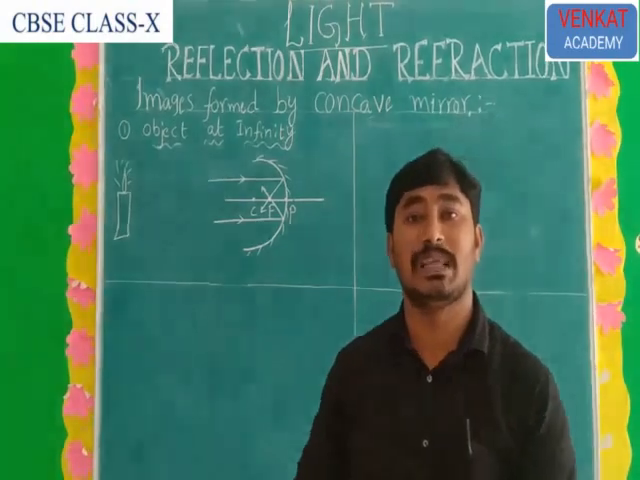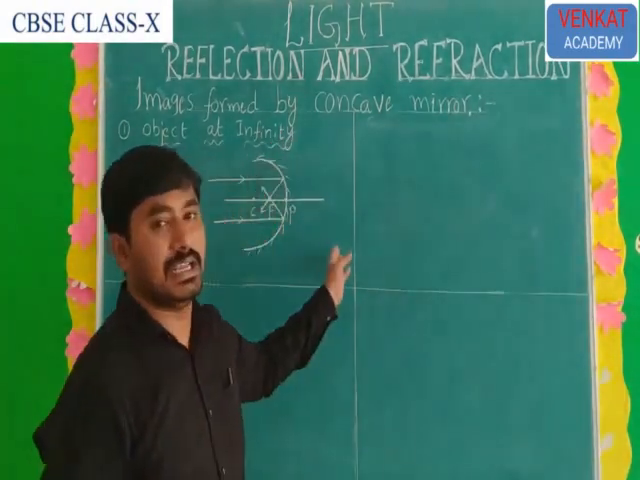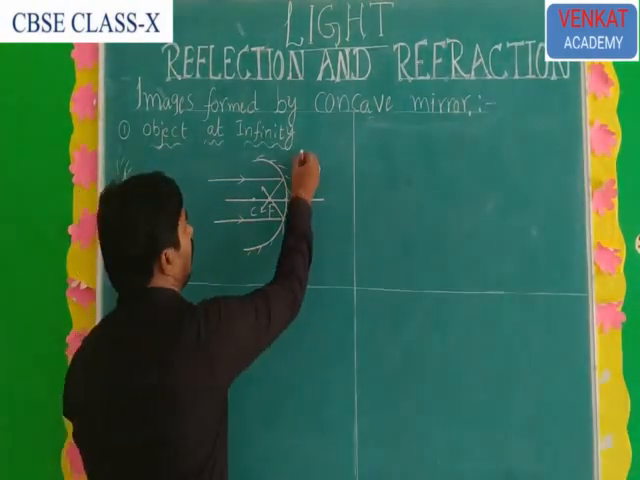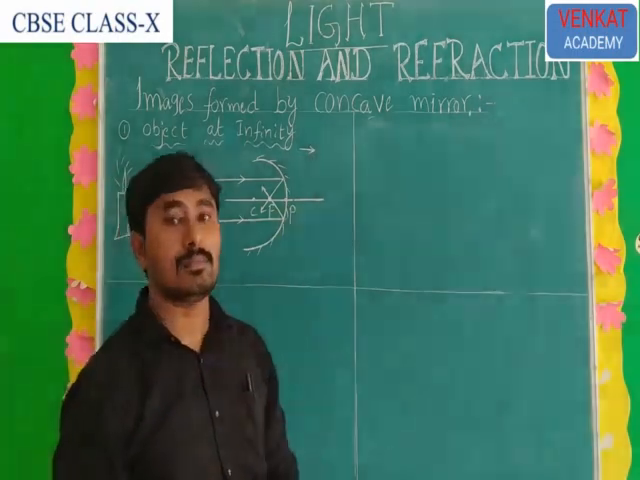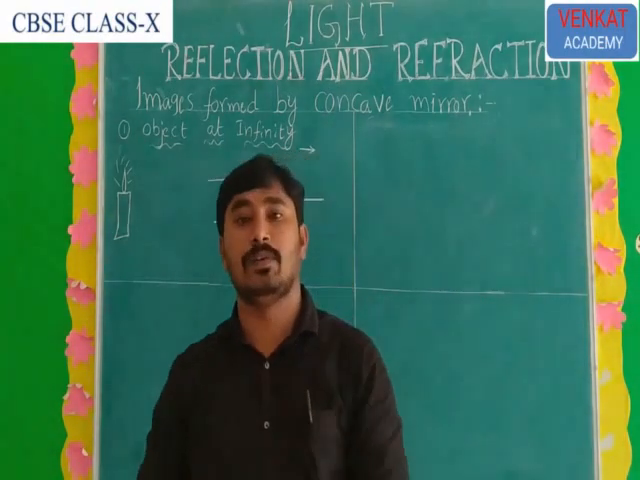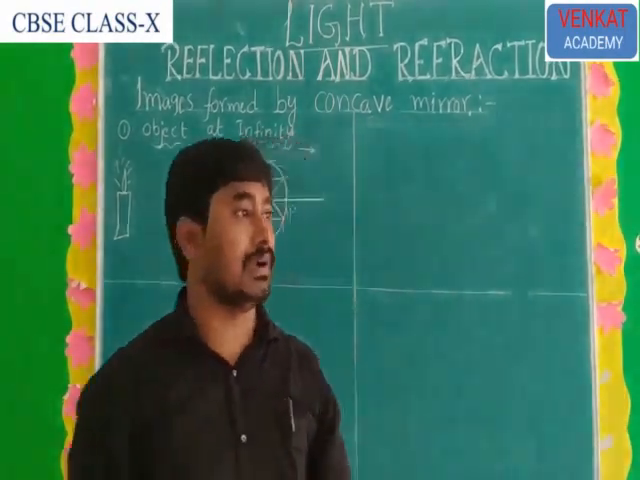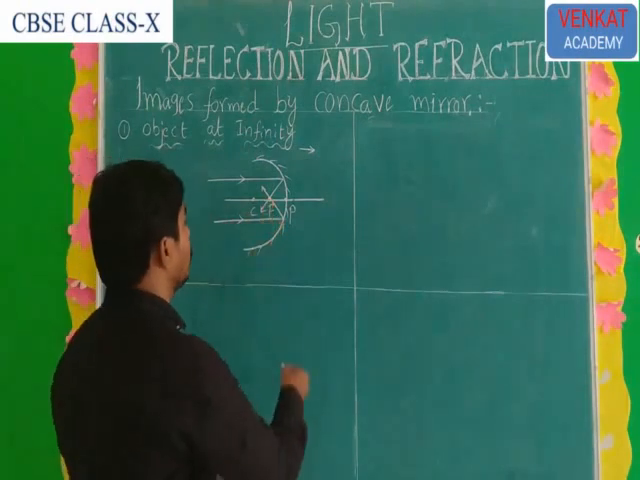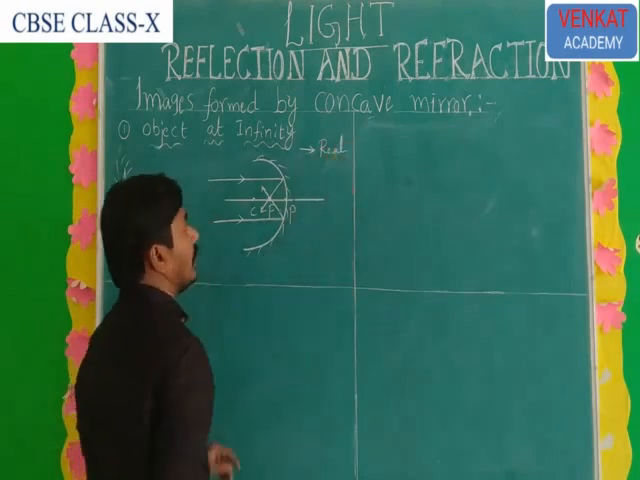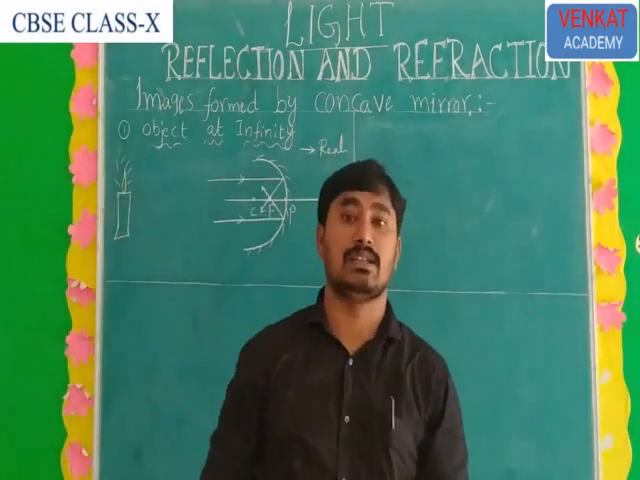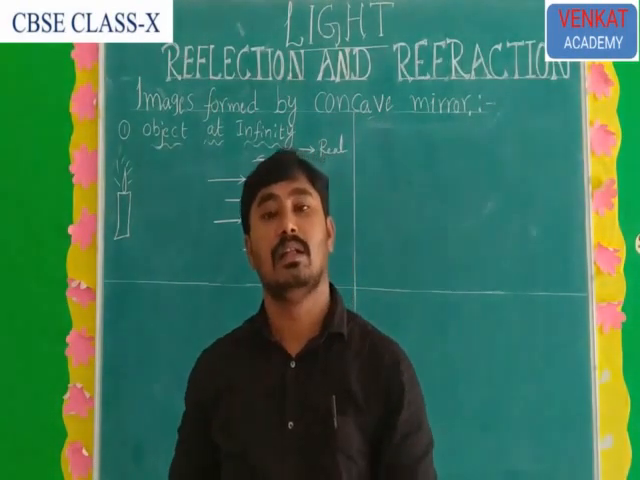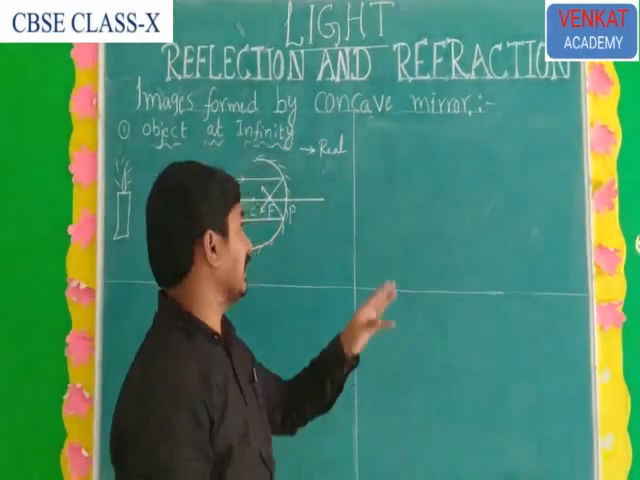In the first condition, what are the image characteristics? First of all, you have to check whether the image is real or virtual. Real image means the point of intersection of the 2 reflected rays, where they meet at a point, is a real image. Here 2 reflected rays are meeting, that's why it is a real image. What does a real image mean? A real image you can catch on a screen. The 2 reflected or refracted rays meet at a certain point, and the image is formed there. That is a real image.